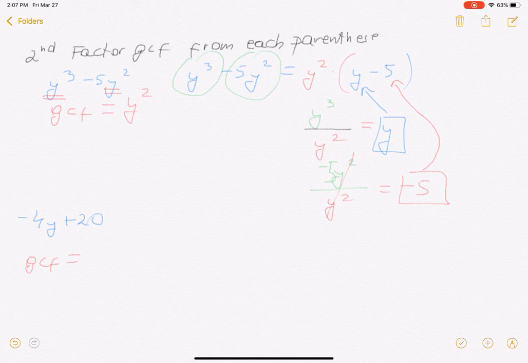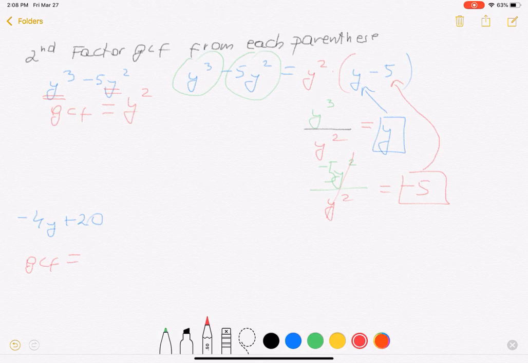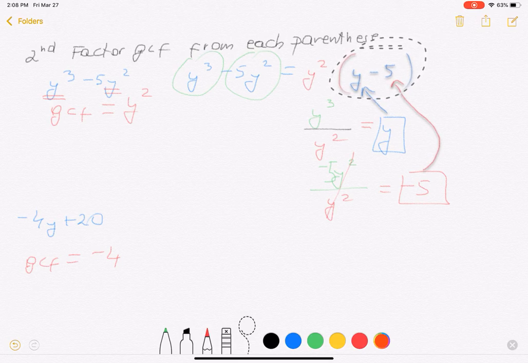Negative 4. Let's pick negative 4, and you will see in a second why. I can pick positive 4 or negative 4. I'm going to pick negative 4 because the idea is that when you factor out the GCF, you will end up in the parentheses with the same expression which we got from the previous group, which is y minus 5. That's what I'm hoping to get here also. That's why we're going to factor out negative 4, which is our GCF.